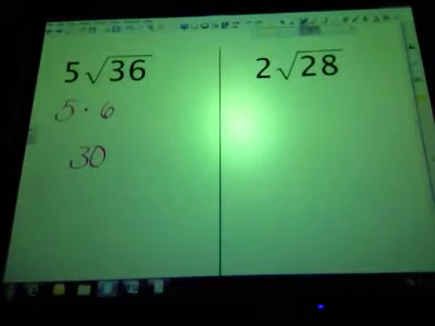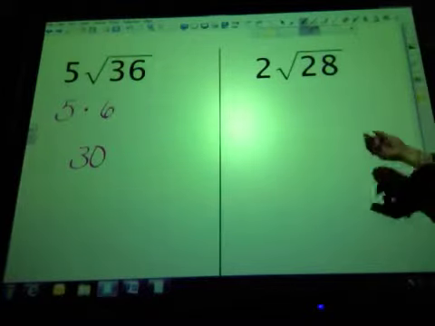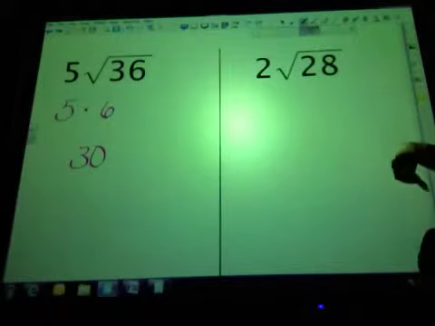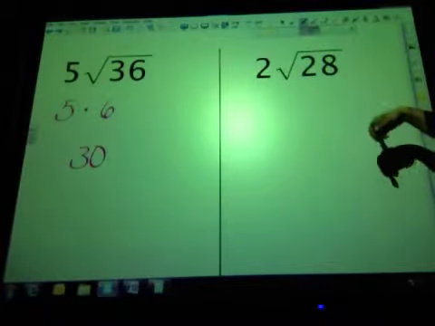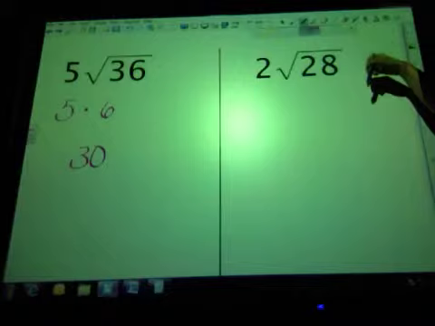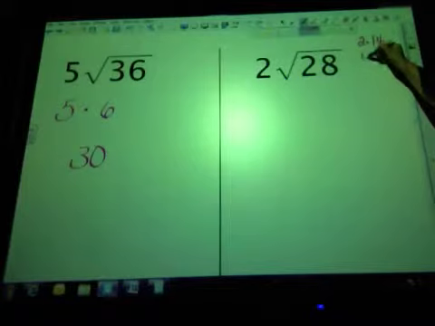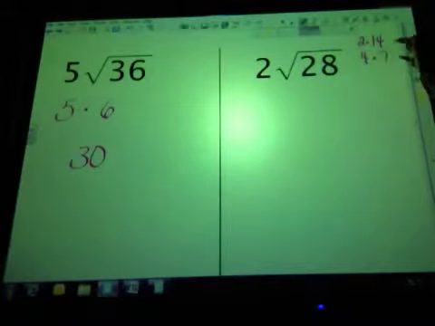We have, on the other side, 2 times the square root of 28. So we need to break down 28. It is not a square number, so we have to break this 28 apart. And that's what we're going to do. We're going to do that like we started the lesson earlier. So I can break apart 28 into 2 times 14, or 4 times 7. Yeah, I think that's it.